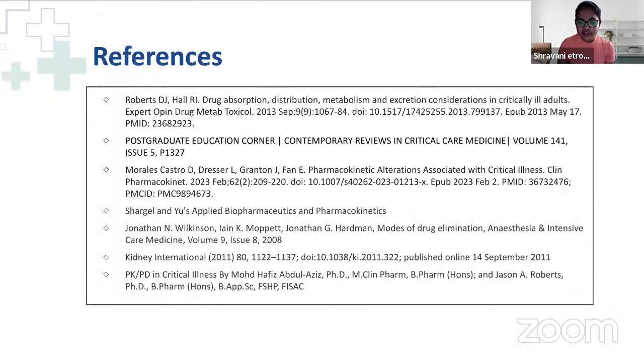So these are a few references. I have gone through different articles and different textbooks to make this PPT. And the references which I've mentioned here are very much useful if you go through them. So I recommend you go through these articles, so that you can gain more knowledge and also correlate such situations in your critical care settings during hospital work.